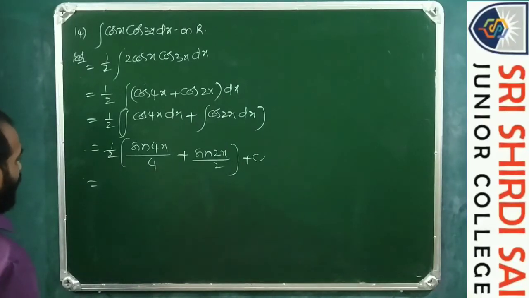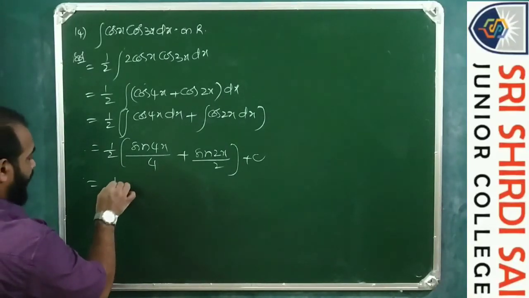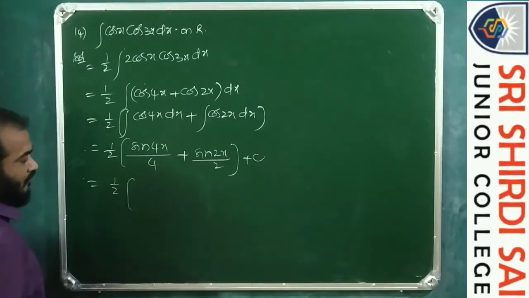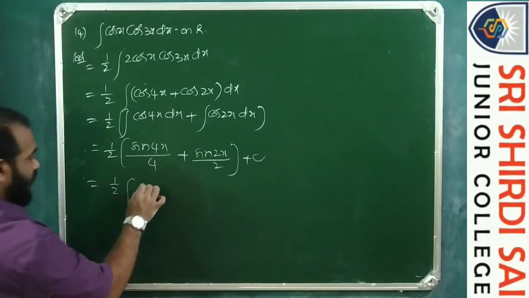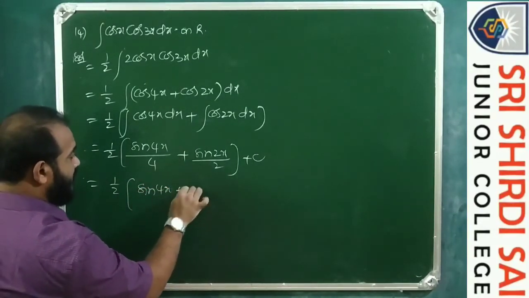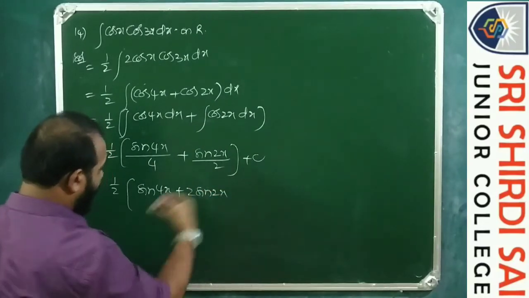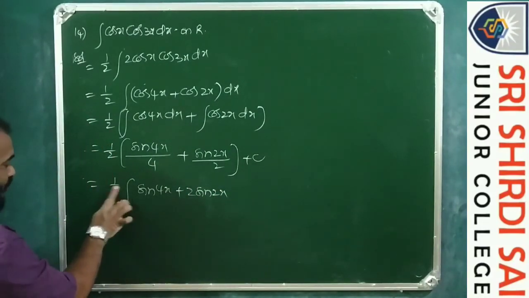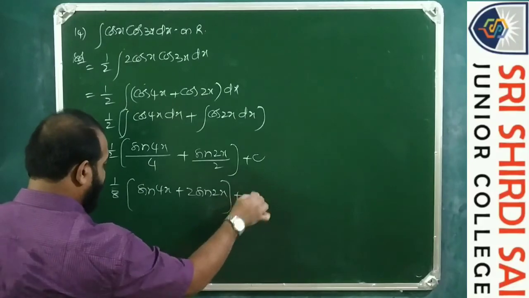So this is equal to 1 by 2 into, LCM for 4 and 2 is 4, so this is (sin 4x plus 2 sin 2x) by 4, and 2 4s are 8, so the answer is (sin 4x plus 2 sin 2x) by 8 plus constant of integration c.